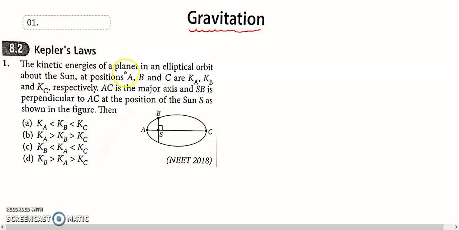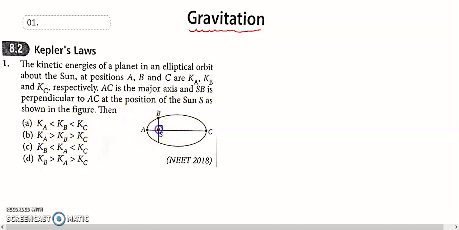The kinetic energy of the planet in the elliptical orbit at the positions A, B and C is Ka, Kb and Kc. AC is the major axis and SB is perpendicular to AC. So the question is, which of the following statements is correct?